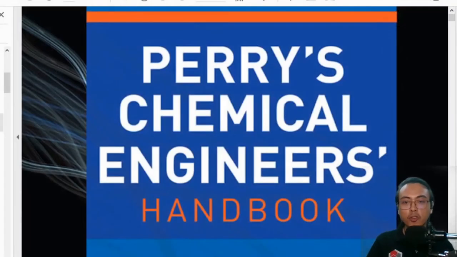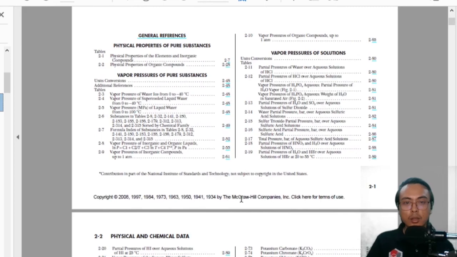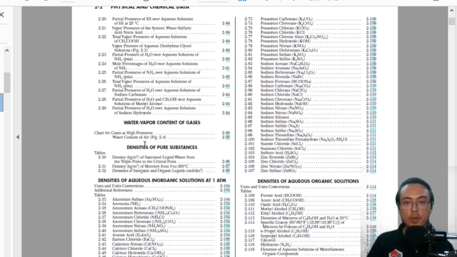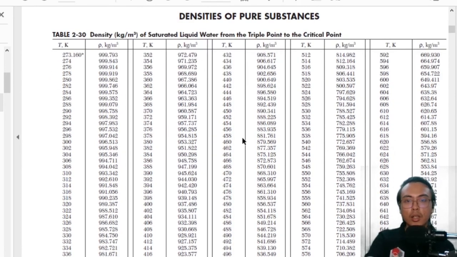The tables for the density of water can be found in Chapter 2 of the handbook. So in Chapter 2, you simply look for the densities of pure substances. Here we have the densities of pure substances under Chapter 2. And on Table 2-30, we have the density of saturated liquid water from the triple point to the critical point. So let's take a look at that table. This is Table 2-30. From here, if you're given the temperature of water, you can easily determine its density.